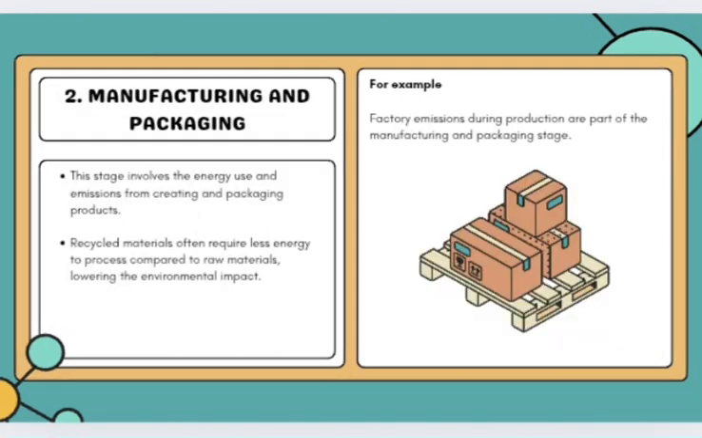Second stage is manufacturing and packaging. This stage involves the energy use and emissions from creating and packaging products. Recycled materials often require less energy to process compared to raw materials, lowering the environmental impact. So for example, you can see here factory emissions during production are part of the manufacturing and packaging stage.